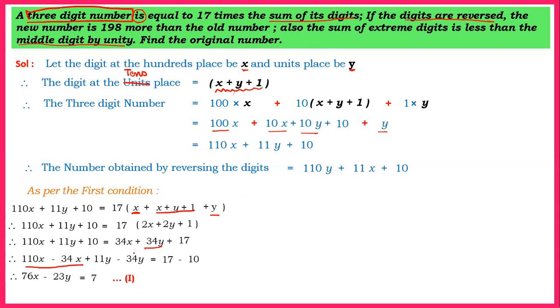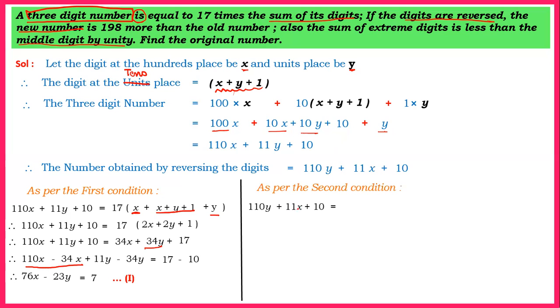Simple. Now students, let us look at the second condition. The second condition says the new number means, if you look at the preceding sentence, if the digits are reversed, the new number is. So they are talking about the number obtained by reversing the digits.